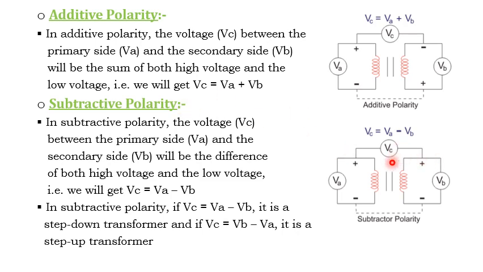In subtractive polarity, if VC is equal to VA minus VB, it is a step down transformer. Such type of transformer is called a step down transformer. If VC is equal to VB minus VA, then such type of transformer is called a step up transformer.